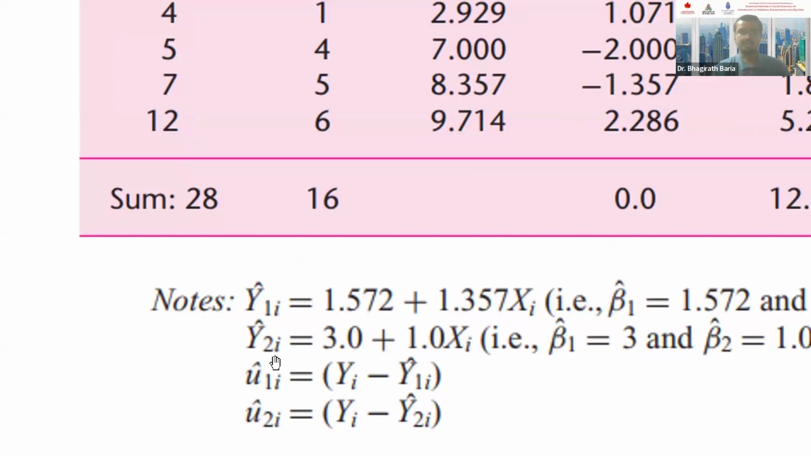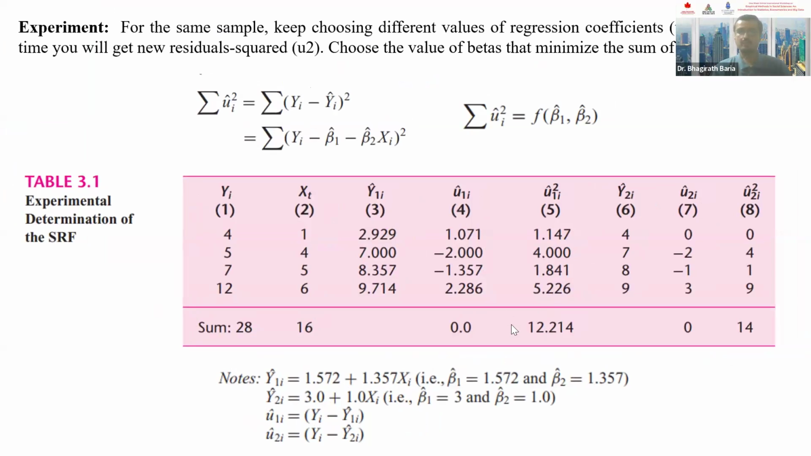Y cap 1i and y cap 2i. In both cases, if you see the beta coefficients, b0 is different and b1 is different. Earlier it is 1.572 and 1.357. Then it is 3 and 1. So you keep putting in different beta values, and every time you do that, you will have a new u cap square, the residual square. That is sigma y minus y cap square.